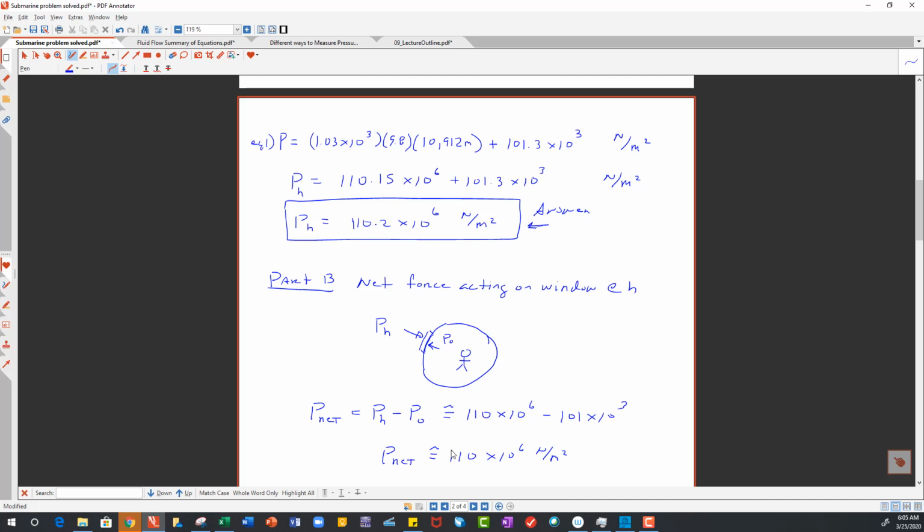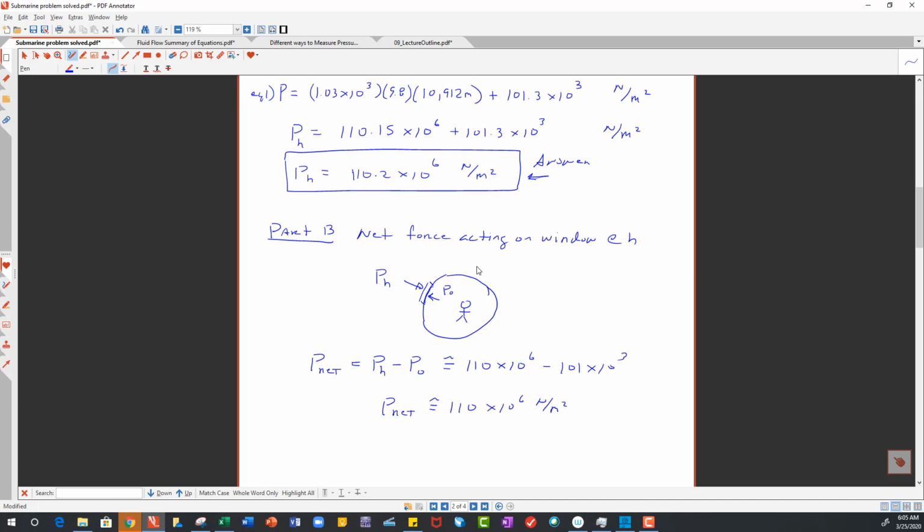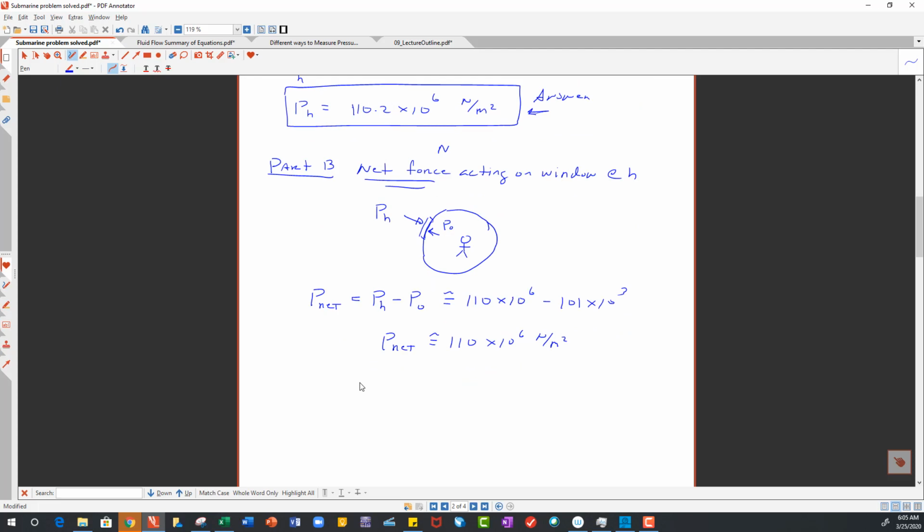What's the net force? And remember, force is in units of newtons. So again, by definition, pressure equals the force divided by area. And in this case, the area is the area of the window. So the area of the window, which is a circle, and we're given the diameter.